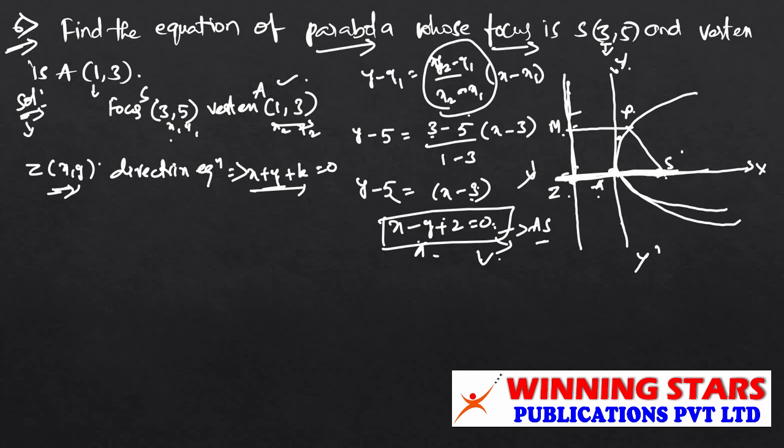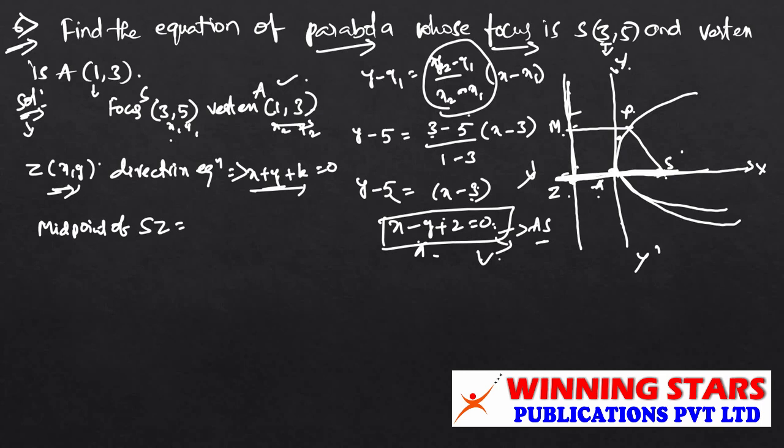So the midpoint of this one will come as S comma Z. A is a midpoint, no? A is equal to how much, 1 comma 3, no? So we'll do one thing, we'll find the midpoint of SZ. Midpoint of SZ means S is equal to how much, S is equal to 3 comma 5.